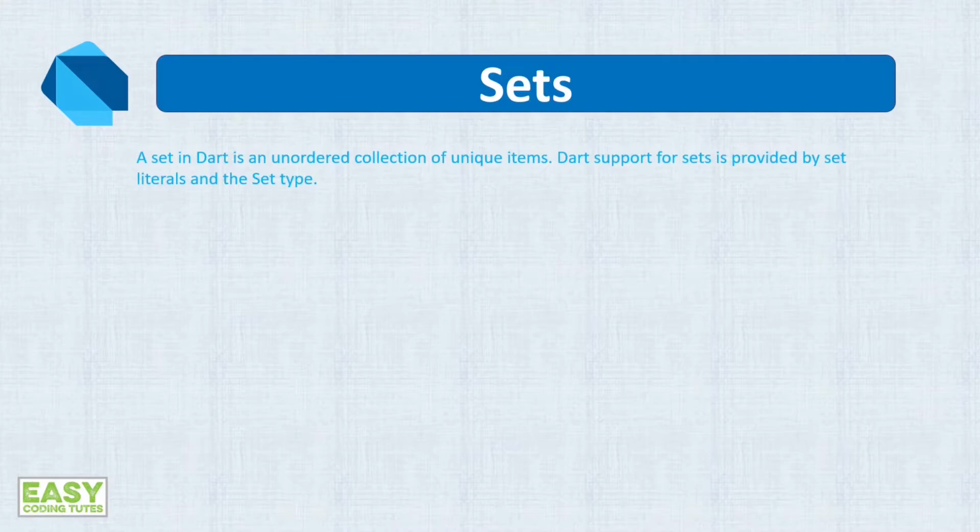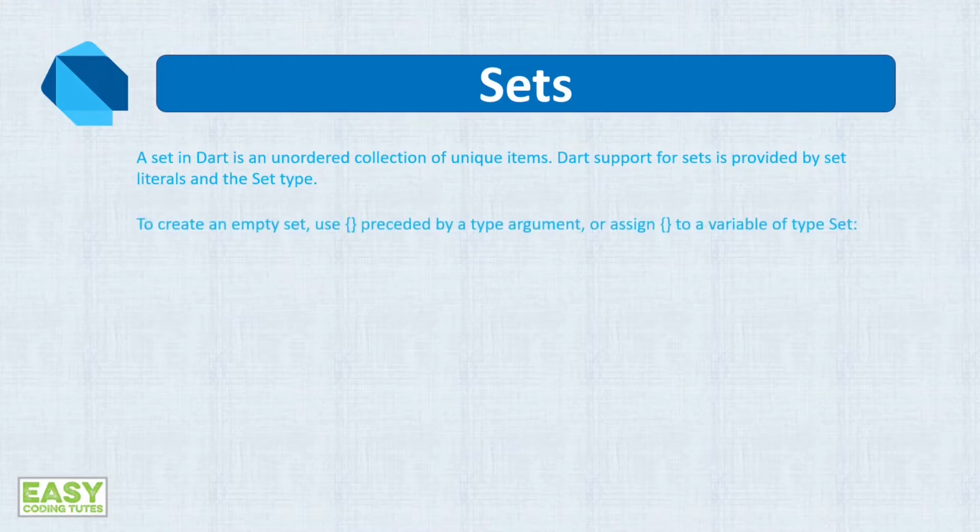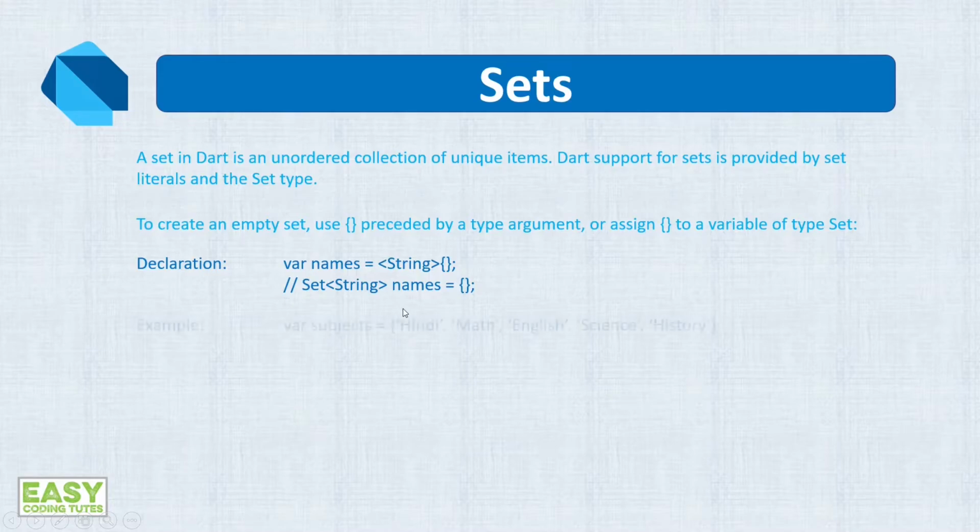The next is sets. A set is an unordered collection of unique items. Dart support for sets is provided by set literals and the Set type. To create an empty set, we use opening and closing curly braces preceded by a type argument, or assign empty curly braces to a variable of type Set. Declaration: where names is equal to a Set of String, names is equal to opening and closing braces. So either way we can declare sets.